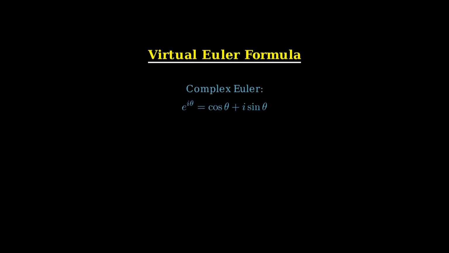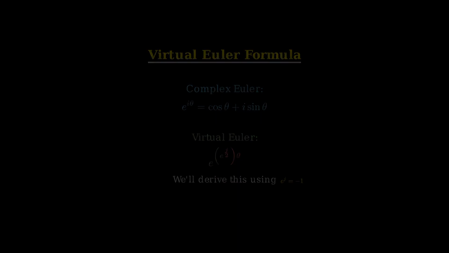Let's start exploring. Now let's derive something big, the virtual Euler formula, our version of the classic equation that ties exponentials to sines and cosines. We're starting fresh, using only our definition of j, where e to the j equals -1. Our goal is to understand what e to the j over 2 times theta looks like. Buckle up. This is where things get exciting.